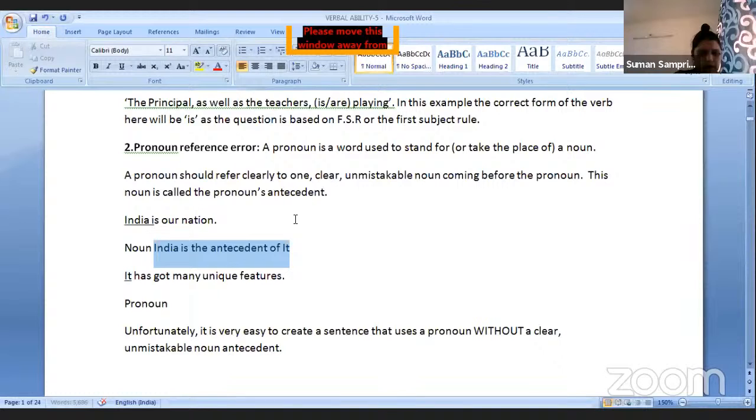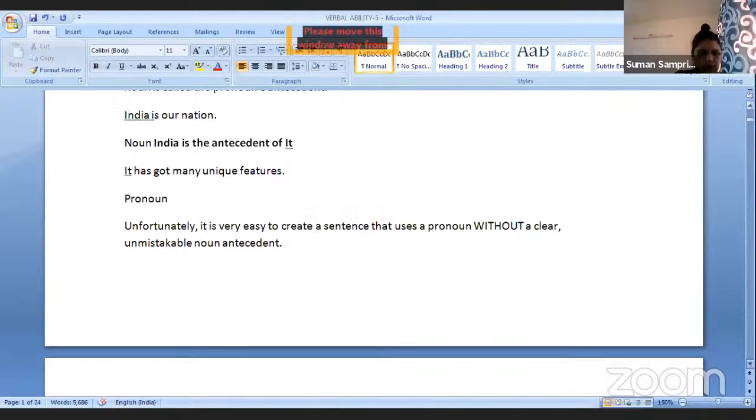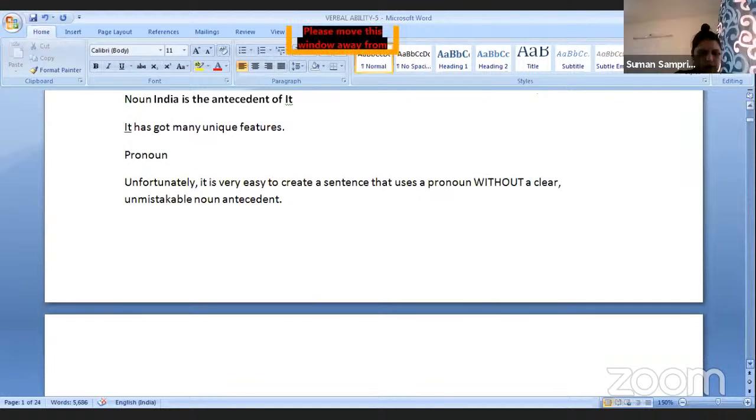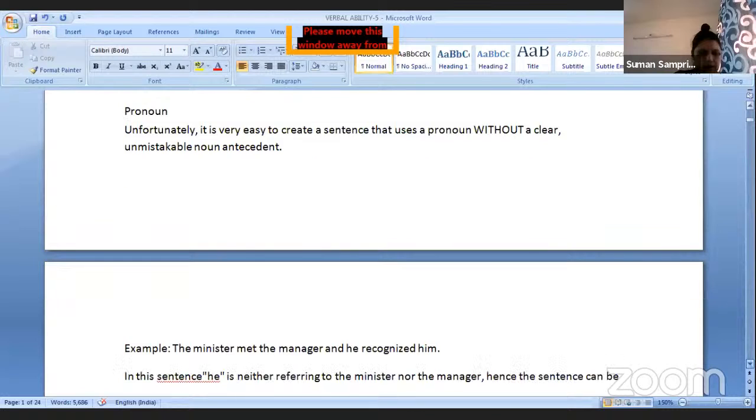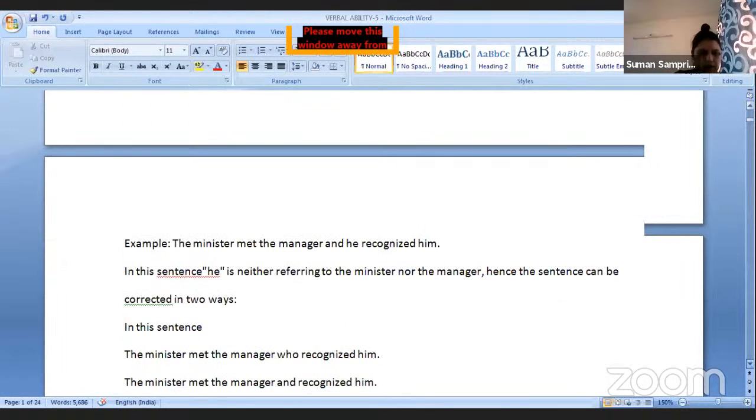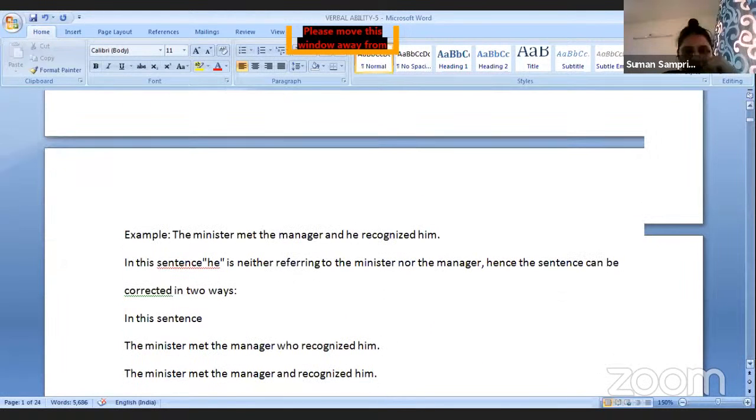But now, then what else? Unfortunately, it is very easy to create a sentence that uses a pronoun without a clear, unmistakable noun antecedent. And here: the minister met the manager and he recognized him. Okay, in this sentence, he is neither referring to the minister nor the manager. Hence, the sentence can be corrected in two ways.